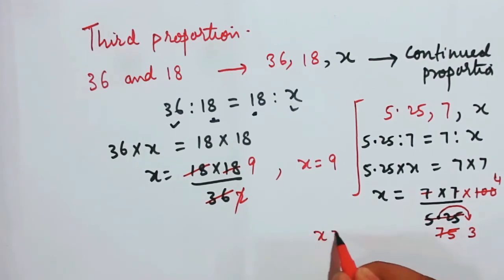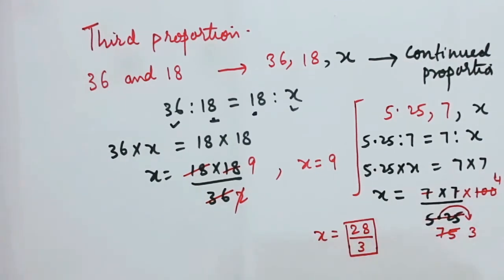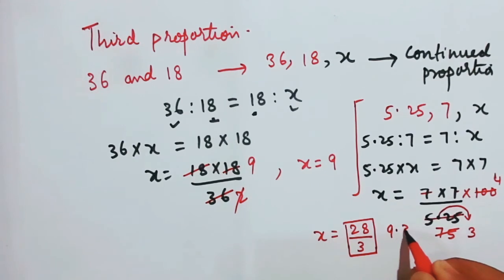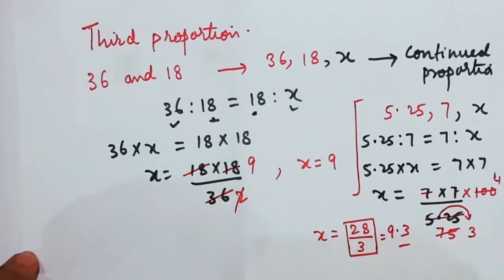So the value of x will be equal to 28 by 3, which you can convert into decimal. If you convert it into decimal, what are you going to get? 3 9 times 27, and then 3 3 times 10. Yes, 9.3. This will be equal to 9.3. Hope this is right. If there's some mistake, please try to solve it.